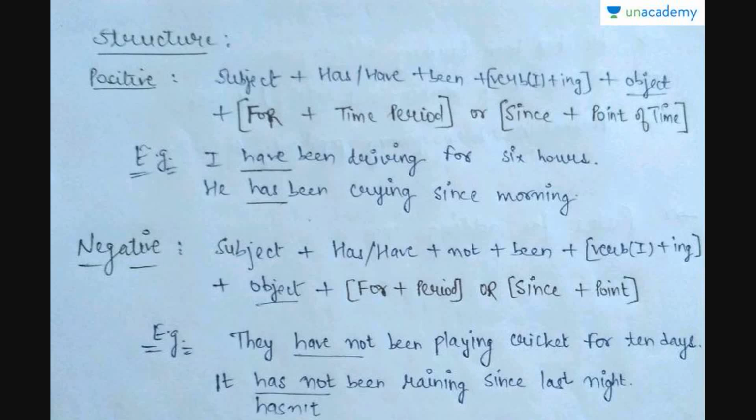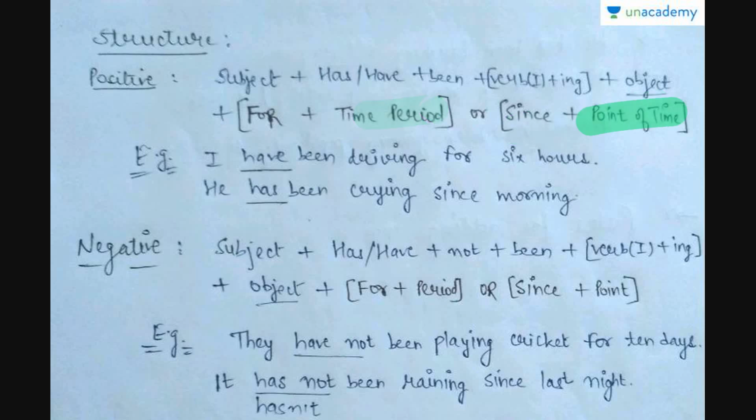The structure of the sentences in this tense is, for a positive sentence: subject, then has or have, then been, then verb's first form plus ing, then object, then for plus time period, or since plus point of time. In this particular tense, we use for or since to tell the time. Either it's a time period or a point of time.